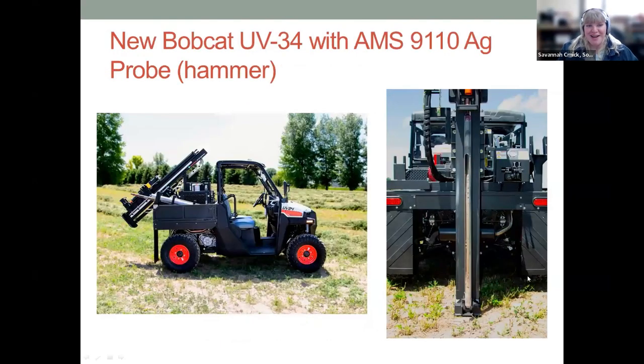And so finally, I wanted to share that we do have a brand new deep soil sampling machine. It just arrived, I think, last week or the week before. It's also a Bobcat UV34 UTV, but instead it has an AMS 9110 ag probe. The difference between this one and our other probe is this one is a hydraulic hammer probe. So instead of spinning in a circle as it bores down, it basically goes and then collects the soil as it hammers its way down.